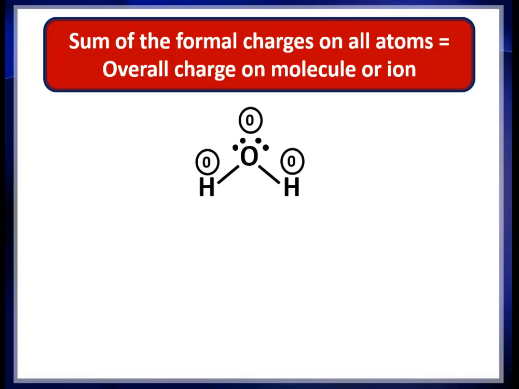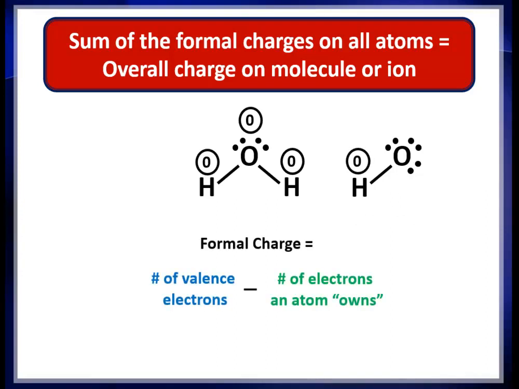Let's see how this could apply to a structure that isn't neutral. For example, hydroxide. Here, the hydrogen is unchanged, so it still has a formal charge of 0. But what about that oxygen? Well, oxygen always has 6 valence electrons in its neutral form. That never changes.